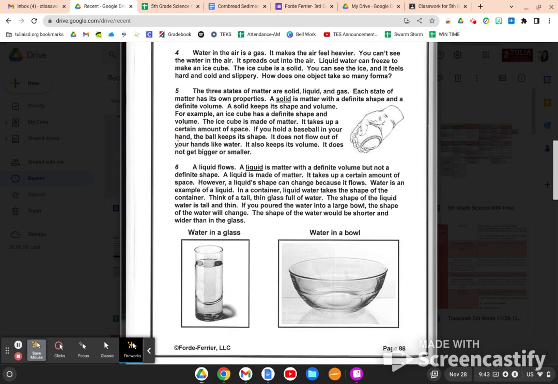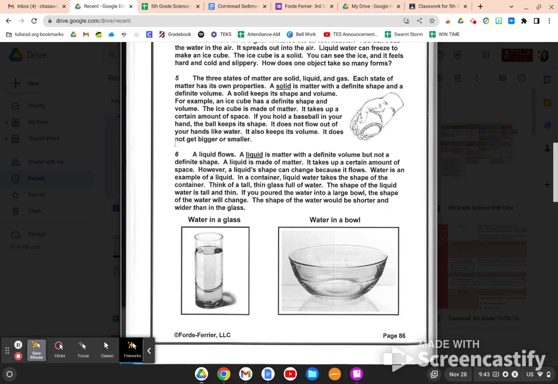Paragraph 5. The 3 states of matter are solid, liquid, and gas. Each state of matter has its own properties. A solid is a matter with a definite shape and a definite volume. A solid keeps its shape and its volume. For example, an ice cube has a definite shape and volume. The ice cube is made of matter. It takes up a certain amount of space.